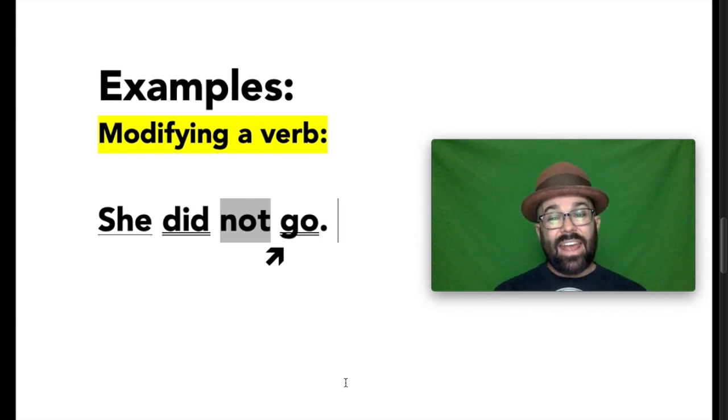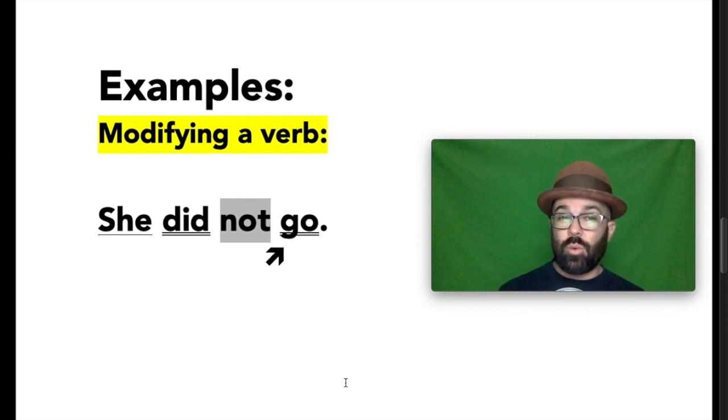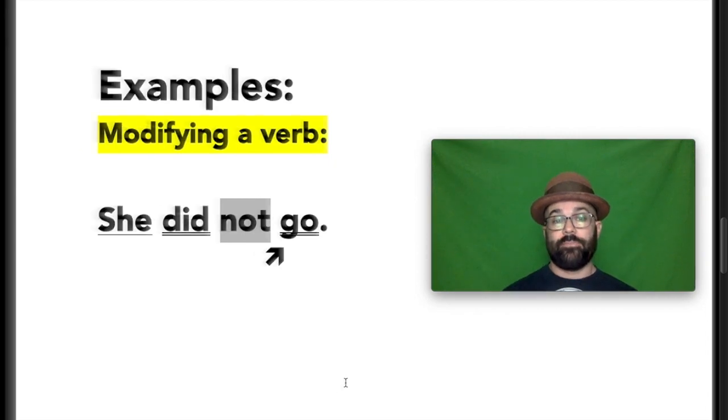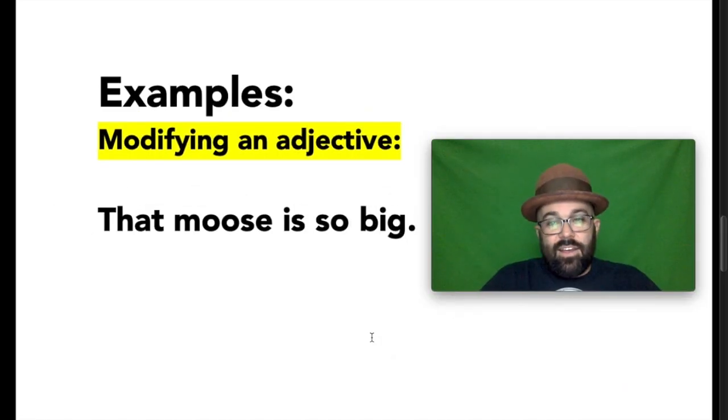Not every adverb that answers the question, to what extent, can modify a verb. Sometimes they just modify the other two types, adjectives and adverbs. Let's take a look at those. Here's an example of an adverb modifying an adjective. That moose is so big.